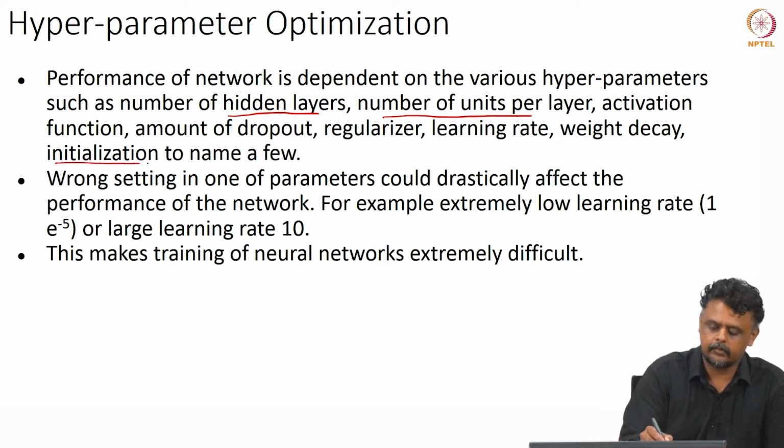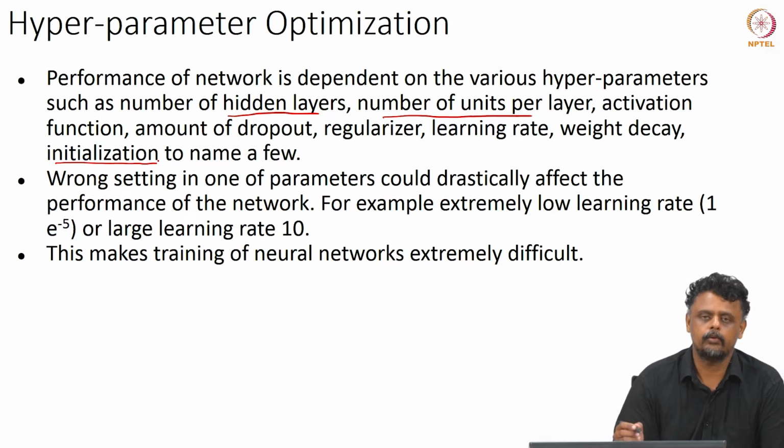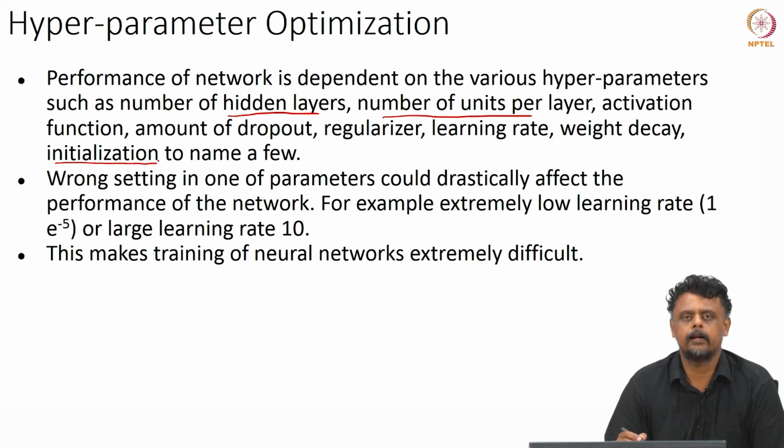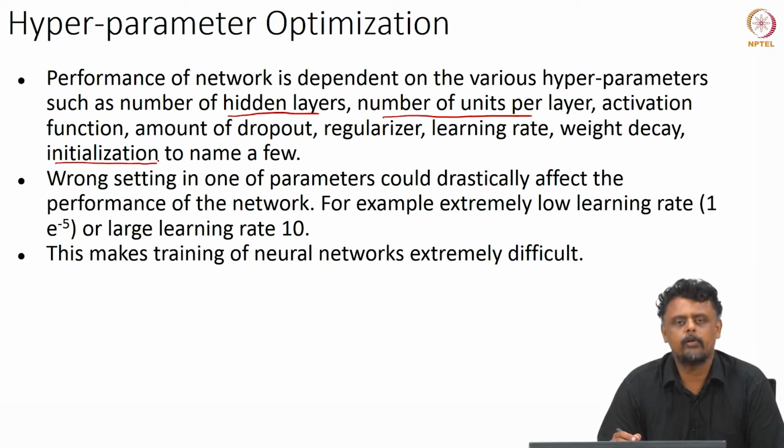We will look at initialization as a separate topic. We will not touch it here, but we will look at how to do weight initialization in a later video. A wrong setting, or rather a not optimal setting, could actually affect the performance of a network. It could converge to a point where it is not giving you very high classification accuracy, or the loss function does not decrease beyond a certain point, or in other cases there is very slow convergence if you do not have optimal values.